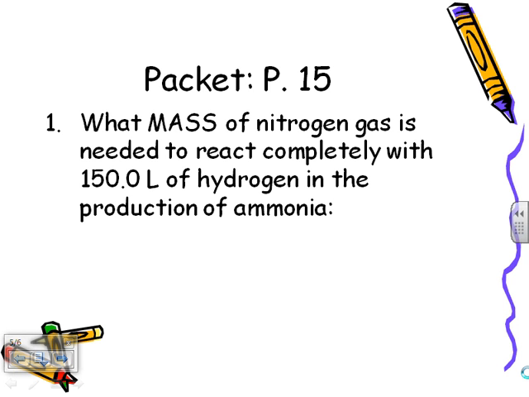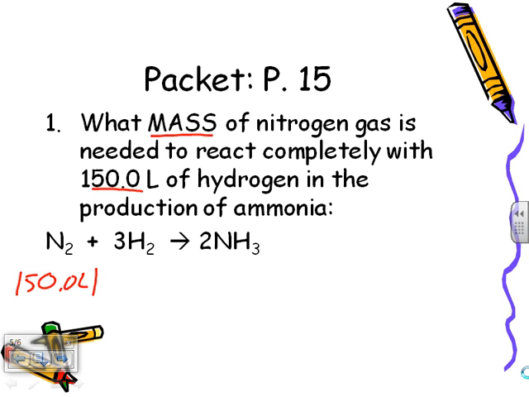What mass of nitrogen is needed to react completely with 150 liters of hydrogen in the production of ammonia? Again, we need our balanced chemical equation, which we have right here. And now we need to start plugging in numbers. Start with what we're given: 150.0 liters of hydrogen. Parentheses line, liters of hydrogen in the denominator. If we look at our stoichiometry island, first thing we need to do is go from volume to moles.